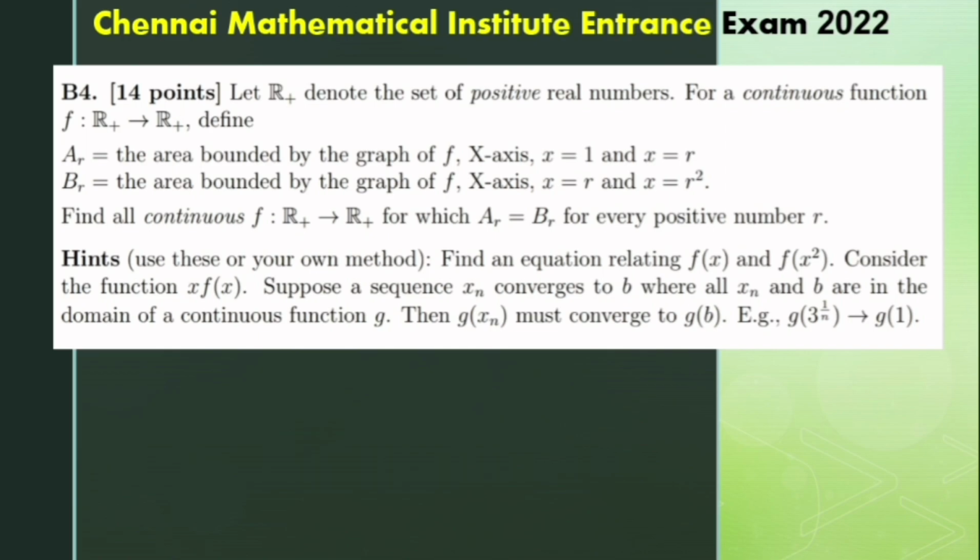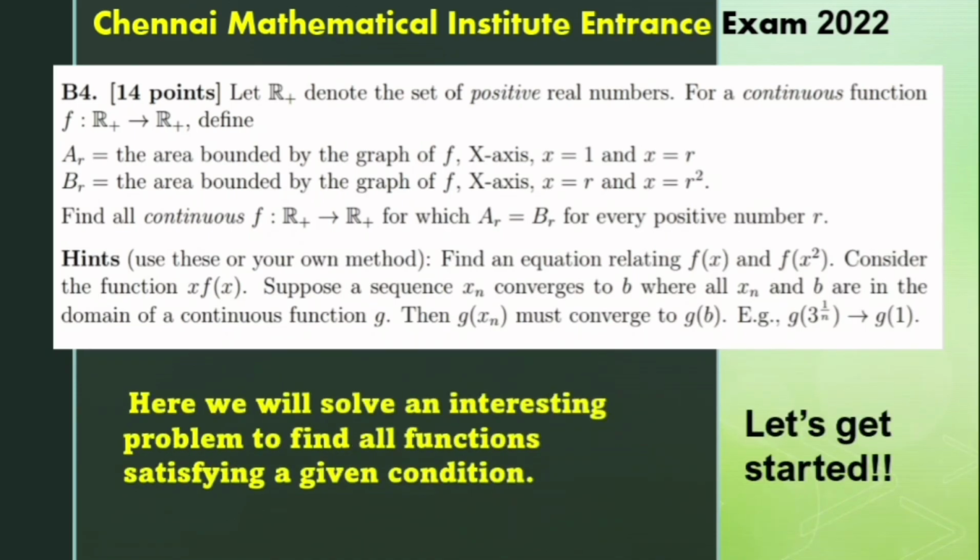And we have to find all continuous functions f from R plus to R plus for which A sub r equals B sub r for every positive number r. They have also given some hints. Find an equation relating f(x) and f(x square). Consider the function x times f(x). Suppose a sequence x_n converges to b, where all x_n and b are in the domain of a continuous function g. Then g(x_n) must converge to g(b). For example, g(3^(1/n)) converges to g(1). So, let's get started.